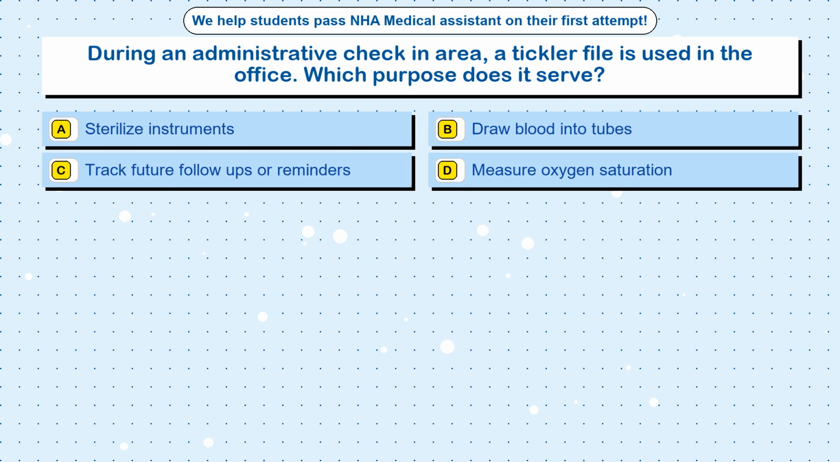Question 87. During an administrative check in area, a tickler file is used in the office. Which purpose does it serve? Option A, sterilize instruments. Option B, draw blood into tubes. Option C, track future follow-ups or reminders. Option D, measure oxygen saturation.